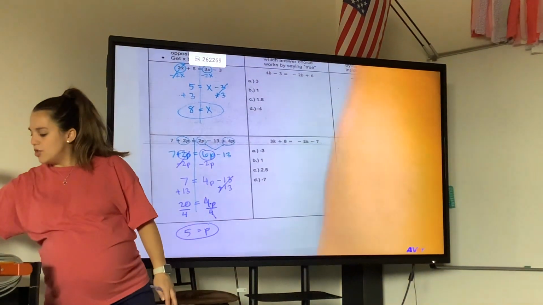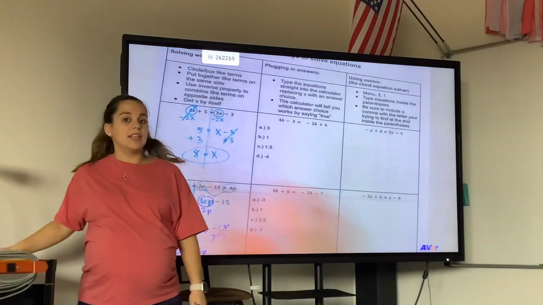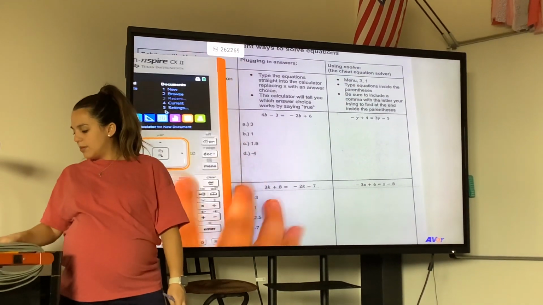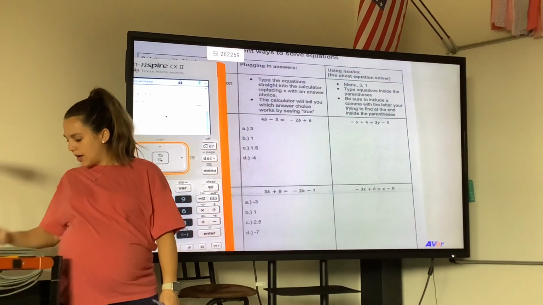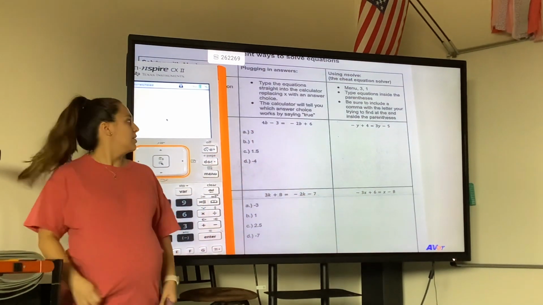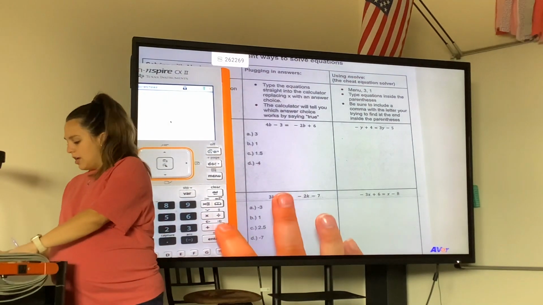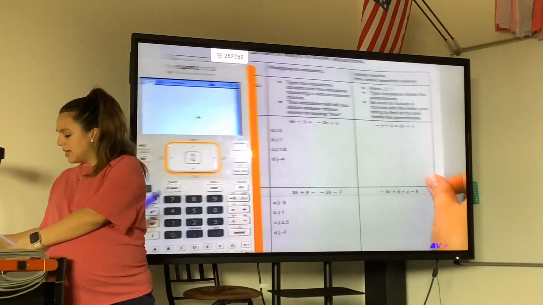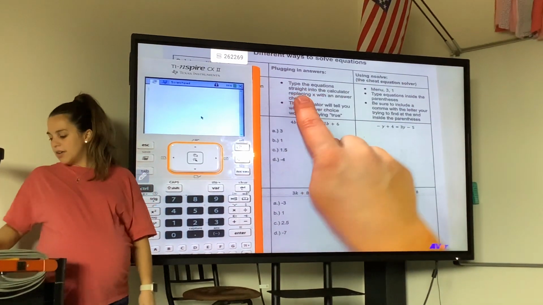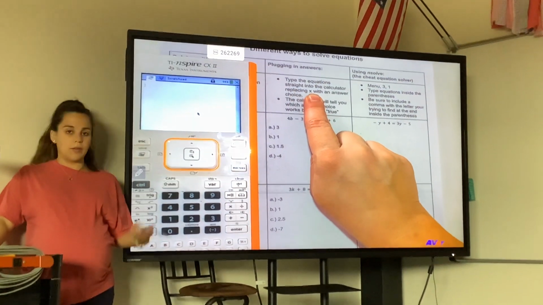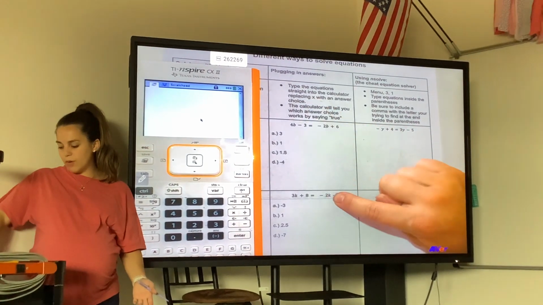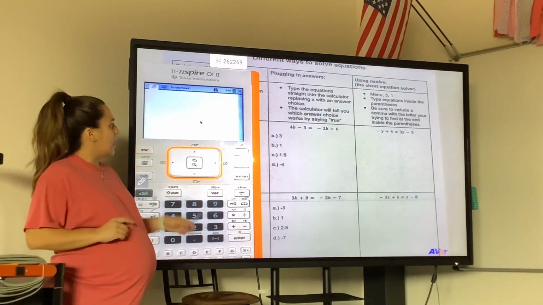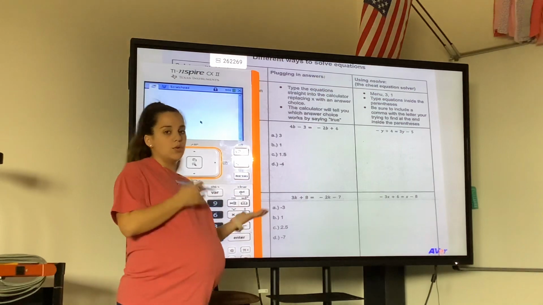It says that you can solve equations by plugging in the answer. So everybody should have your calculator with you. You're going to practice along with me. I'm going to go to the calculate screen. I'm going to delete whatever's there so it can look nice and fresh. Can you see that? Yes. So it says to type the equation straight into the calculator and replace x, or whatever letter we're working with at the time, with the answer choice that you want. It says the calculator will tell you if the choice was true or false.